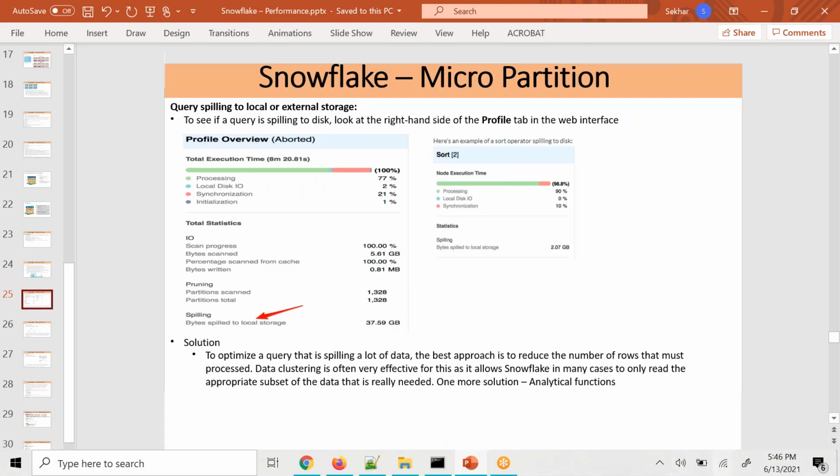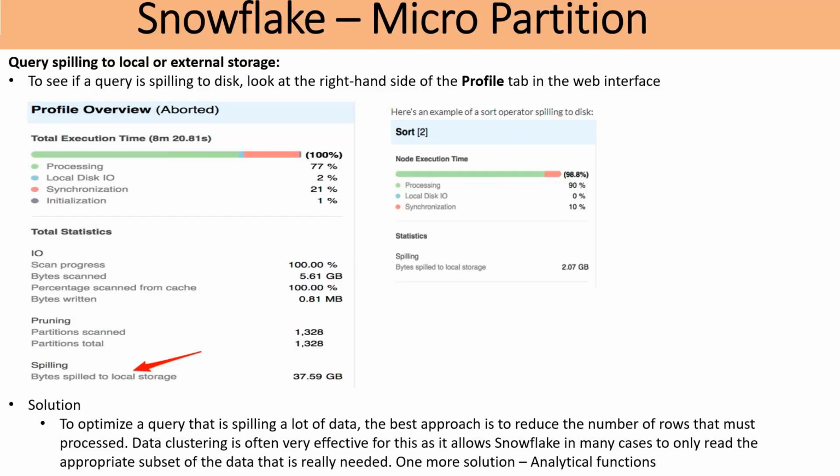Queries spilling to local storage. When you have some scenarios, you go and look at the query profiler, and it shows bytes spilled to local storage. 37.59 GB is being sorted out in your local storage. That's always expensive. You should not allow the bytes to be spilled. It should be the virtual warehouse cache only. If it doesn't have enough memory to sort your data, then it goes and uses the S3 buckets to dump the data into S3 buckets, sort on it, and then get the data back and give it to you. It takes a lot of time.